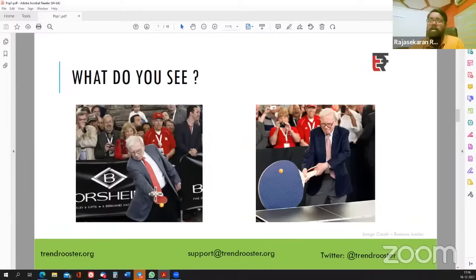The same Warren Buffett is playing here, which means he may be a novice at the time of starting, where he's playing with a bigger bat so that he can hit the ball, which means he needs to bring bigger capital, and in order to play in a safer zone. Okay, most of them actually answered correctly. So did you get the picture now?